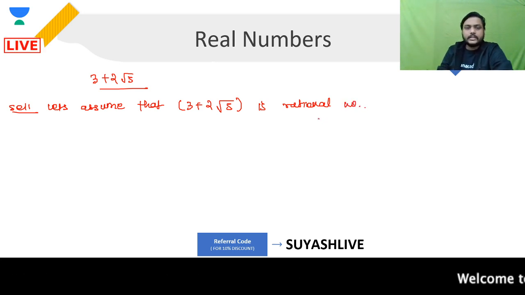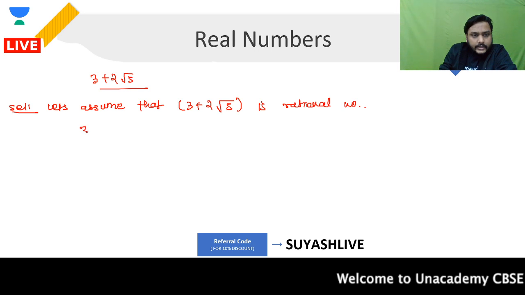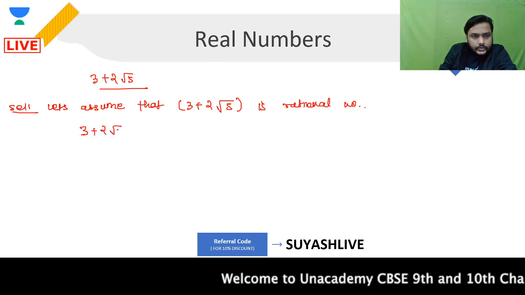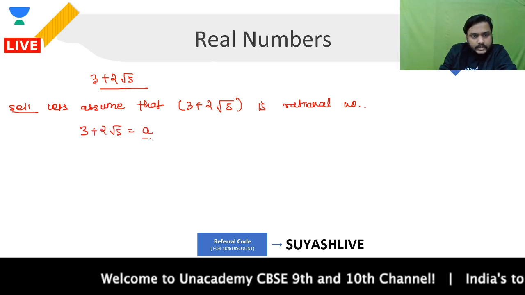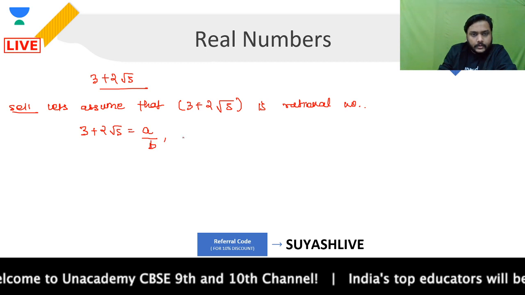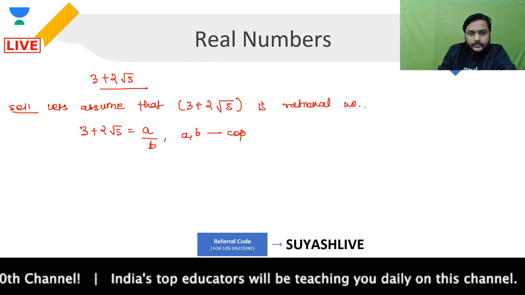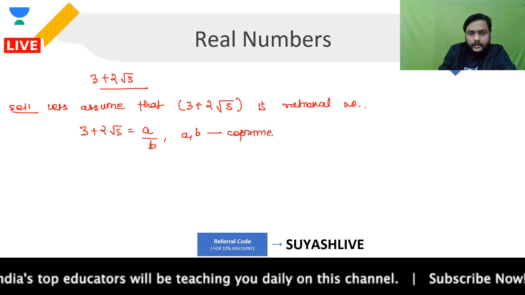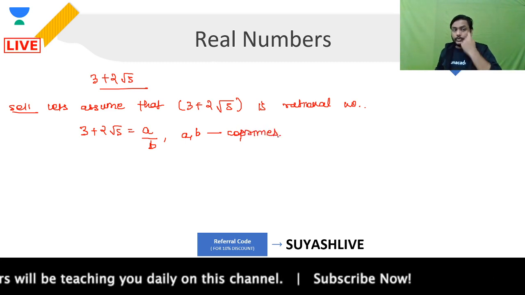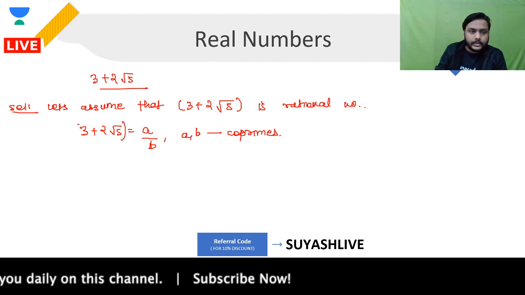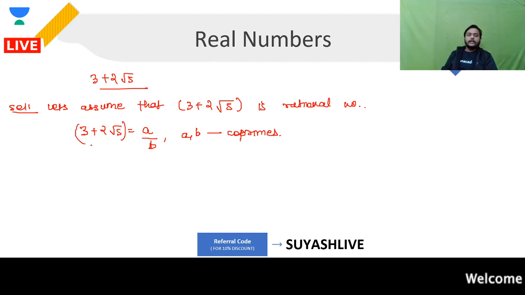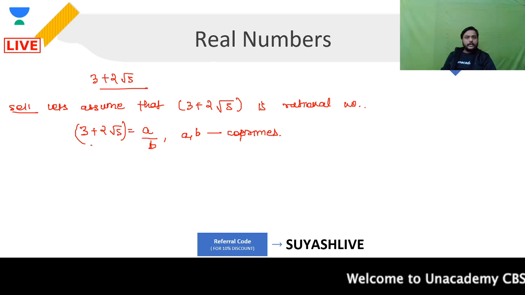Now when it is a rational number, the next thing is that if it is rational, then 3 plus 2 root 5 can be expressed as a upon b, where a and b are your co-primes. Okay? I repeat, if it is rational, then it can be expressed as a upon b, where a and b are co-primes.